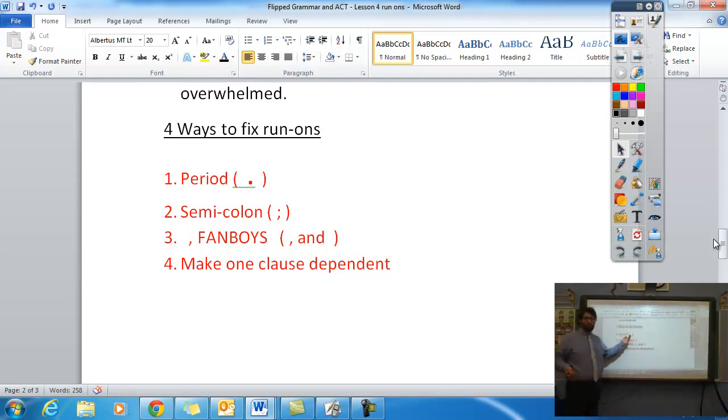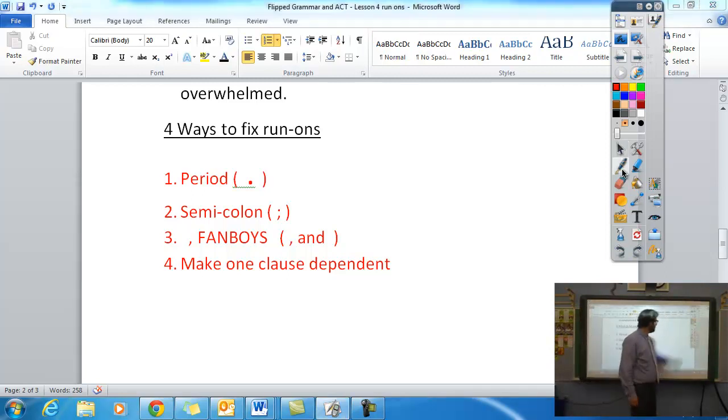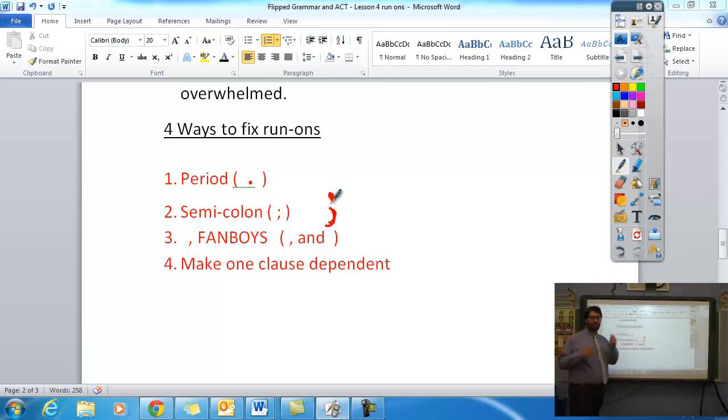You can put a period. Instead of making one sentence, make it 2 separate sentences. Another way that you can join them is with a semicolon. You could throw a semicolon between 2 independent clauses, and that'll fix the run-on.